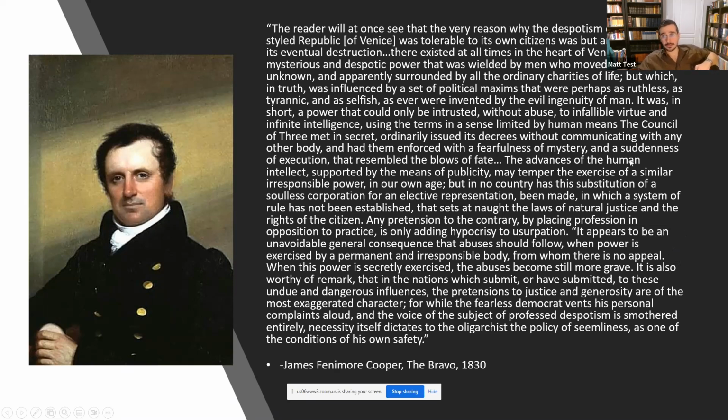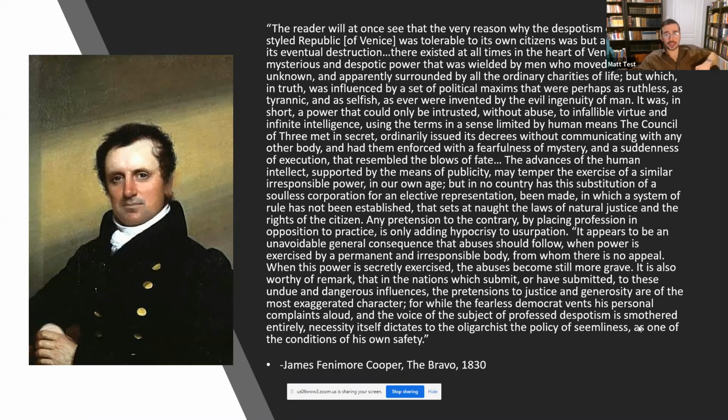using the terms in a sense limited by human means. The Council of Three met in secret, ordinarily issued its decrees without communicating with any other body, and had them enforced with a fearlessness of mystery and a suddenness of execution that resembled the blows of fate. The advances of the human intellect, supported by the means of publicity, may temper the exercise of a similar irresponsible power in our own age. But in no country has this substitution of a soulless corporation for an elective representation been made in which a system of rule has not been established that sets at naught the laws of natural justice and the rights of the citizen. Any pretension to the contrary, by placing profession in opposition to practice, is only adding hypocrisy to usurpation.